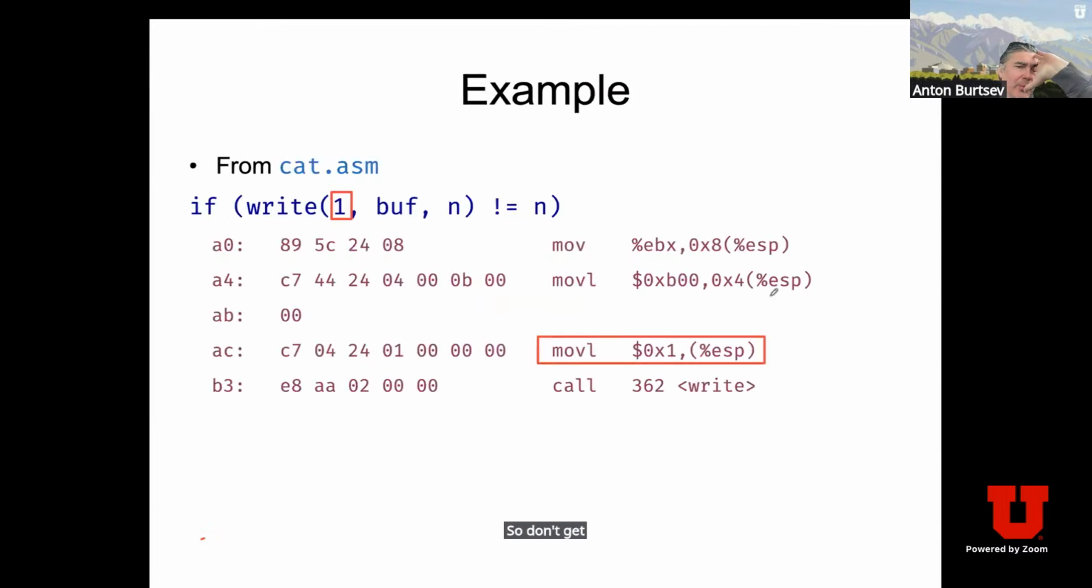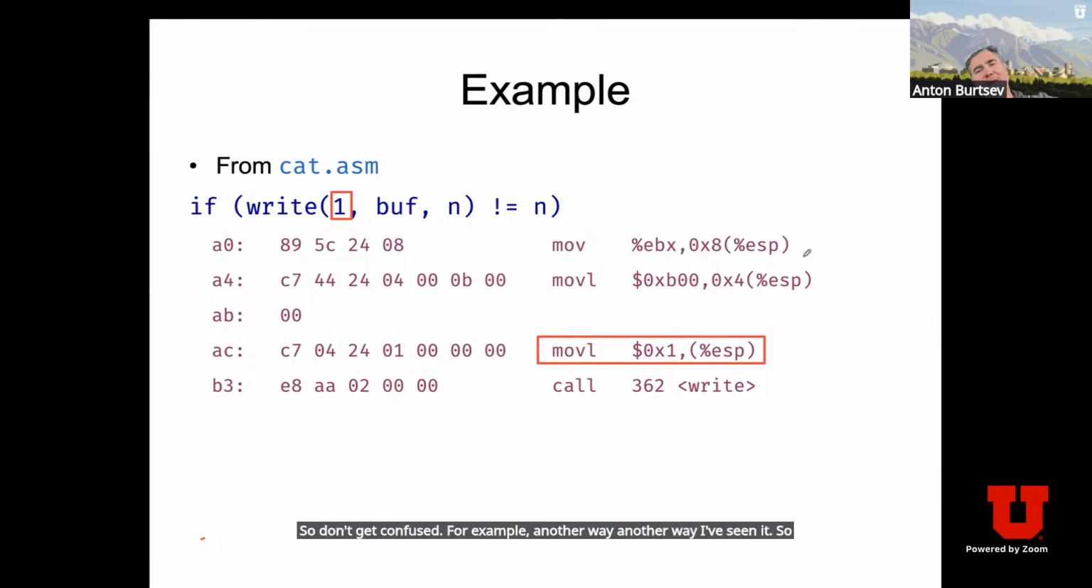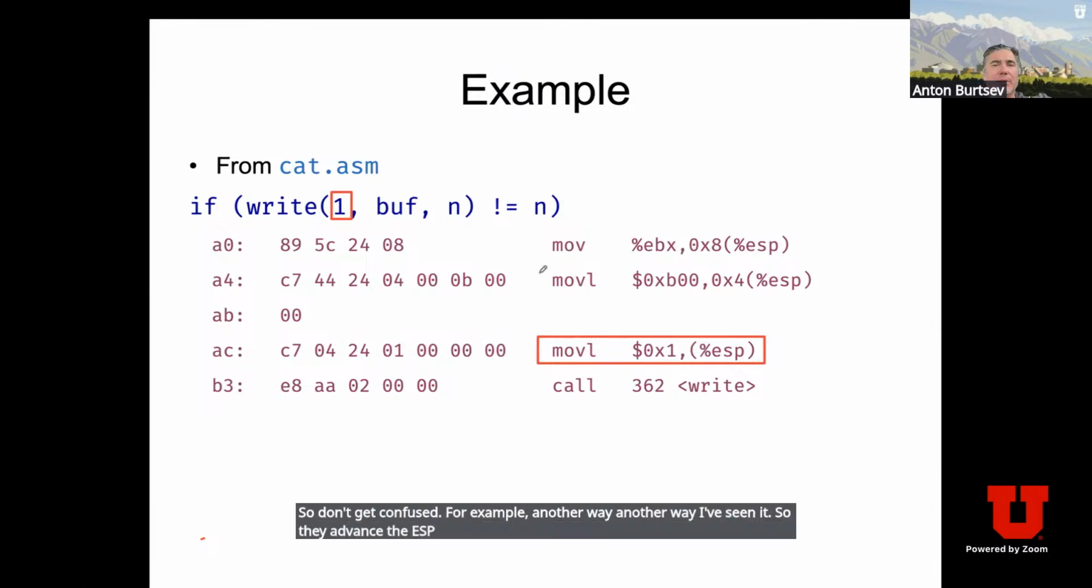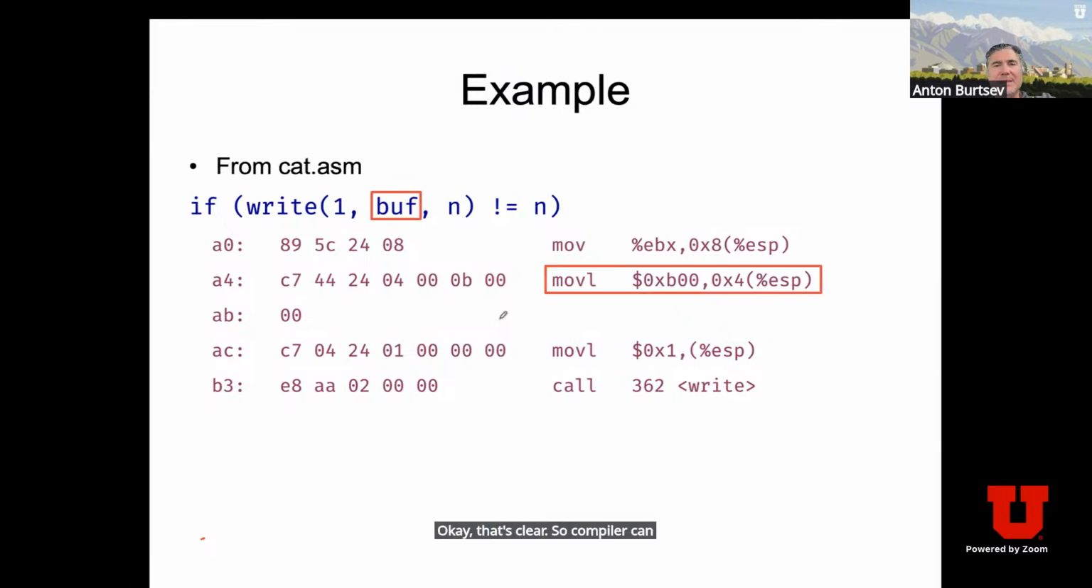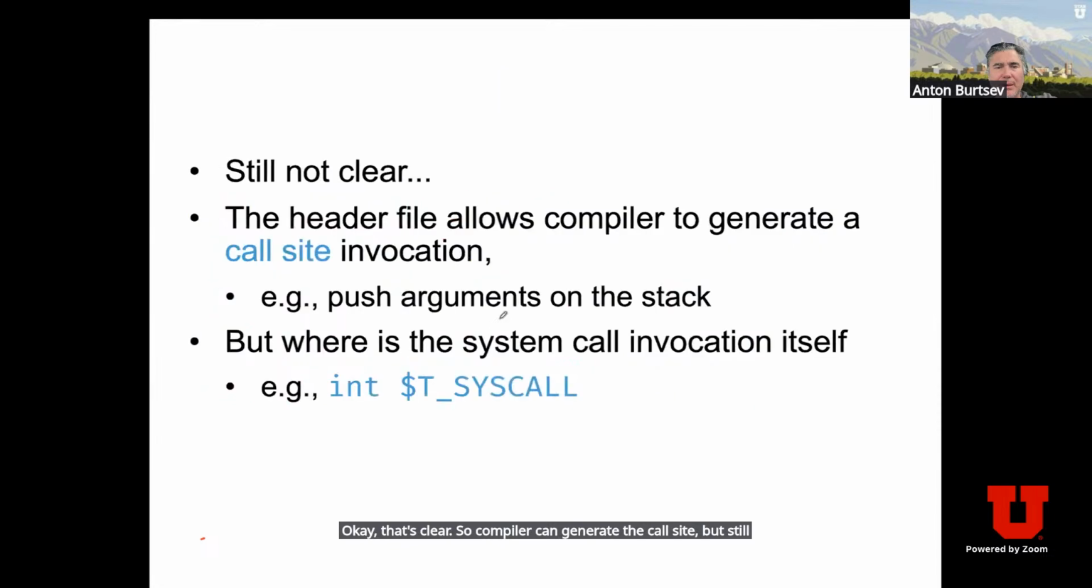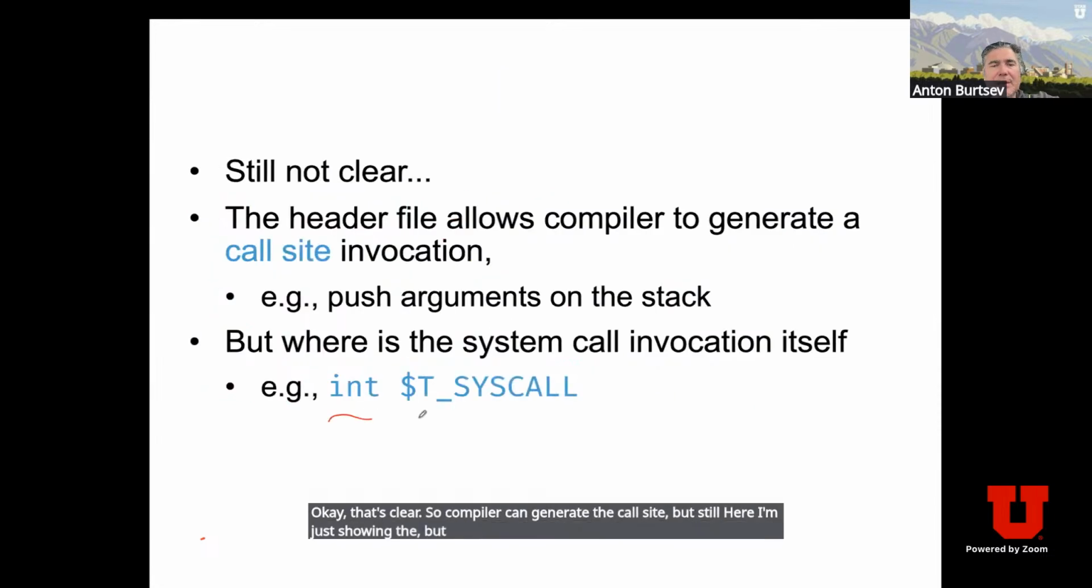So, for example, another way I've seen it: they advance the ESP pointer and, instead of using pushes, they use move instructions. They move 1 into ESP, they move this value into ESP plus 4, and they move EBX into ESP plus 8. But it's exactly the same, right? Okay, that's clear. So the compiler can generate the call site, but still, where is this int64? How can we get this one running?